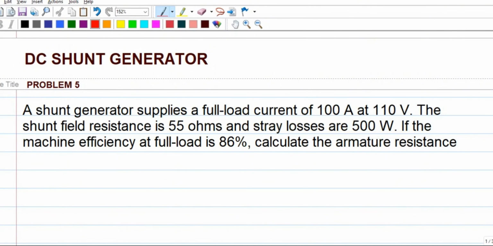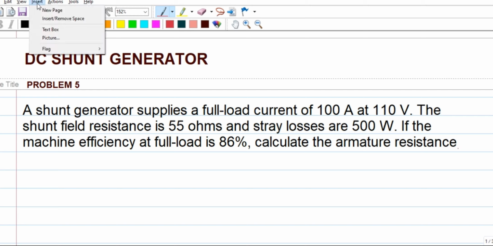Good day, welcome back. In this video, we are going to solve a DC shunt generator for problem number 5, where a shunt generator supplies a full load current of 100 amperes at 110 volts. The shunt field resistance is 55 ohms and stray losses are 500 watts. If the machine efficiency at full load is 86%, calculate the armature resistance.